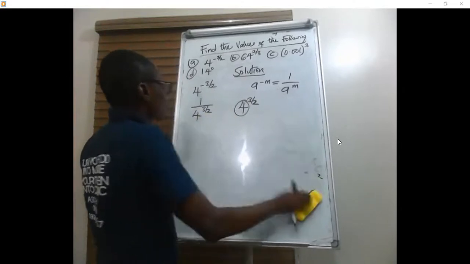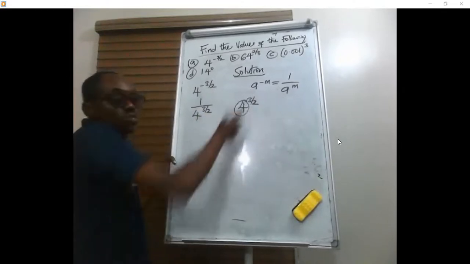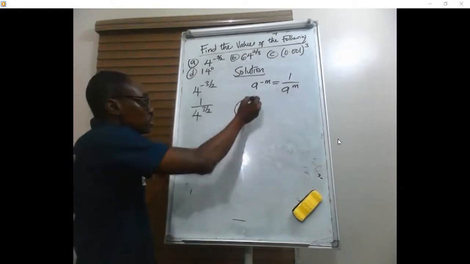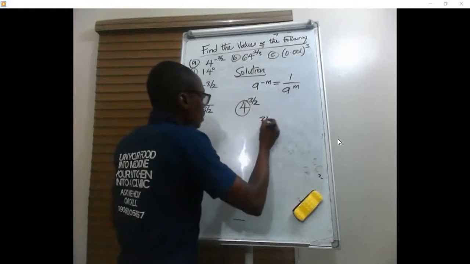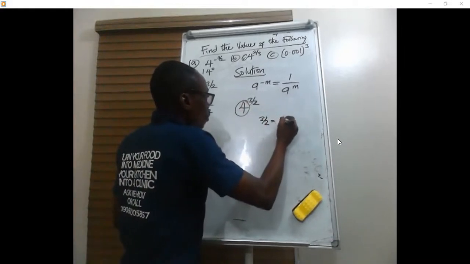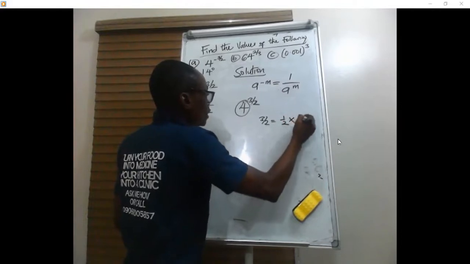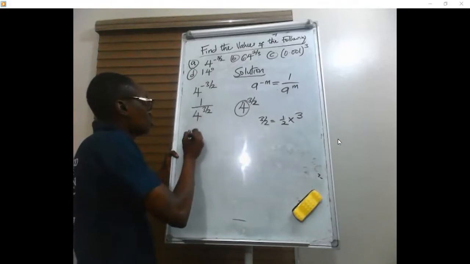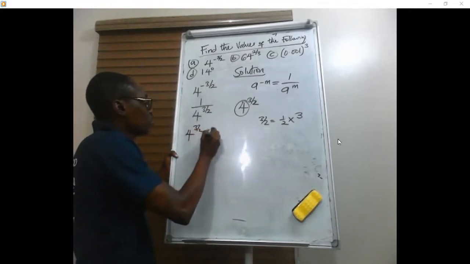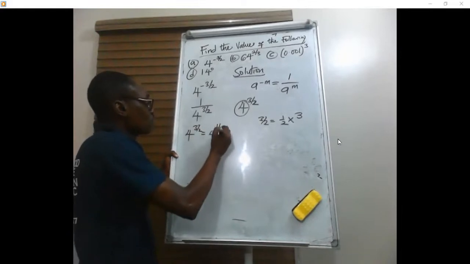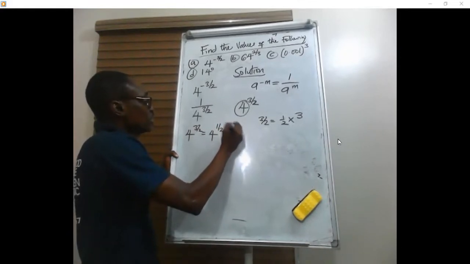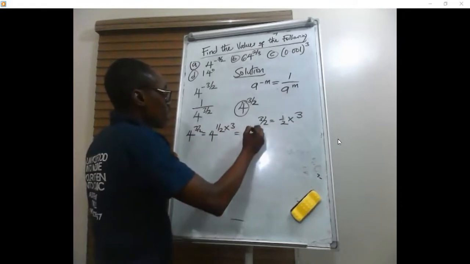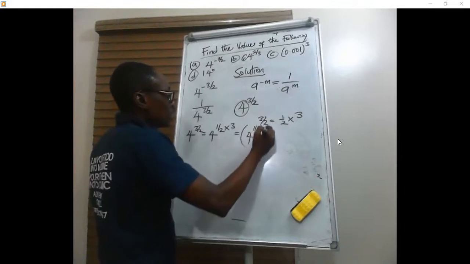From this point, when we have 4 raised to power 3 over 2, applying 3 over 2 is the same thing as 1 over 2 times 3. So I can write 4 raised to power 3 over 2 as 4 raised to power half times 3, which can be written as 4 raised to power half. Put this in brackets, keep the 3 outside.